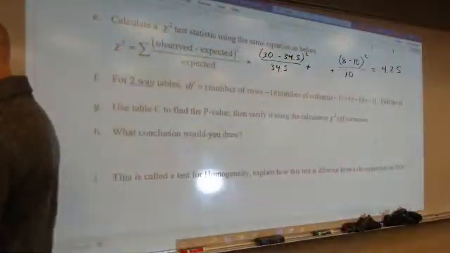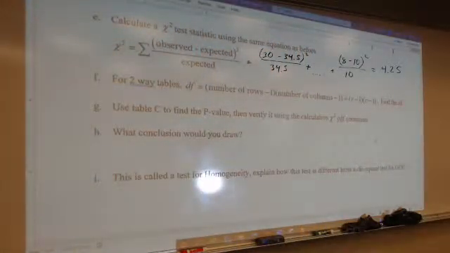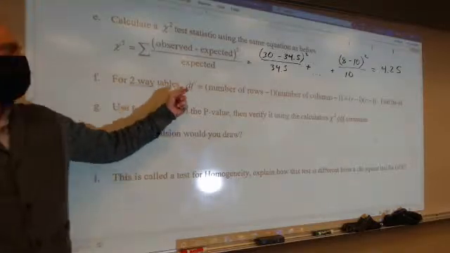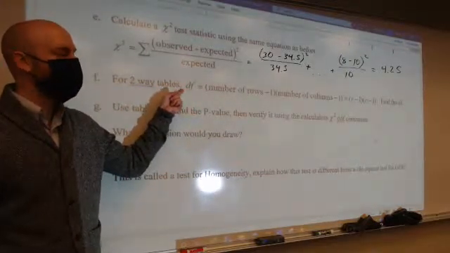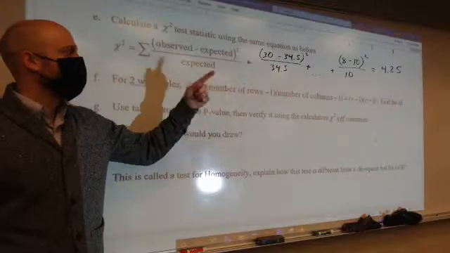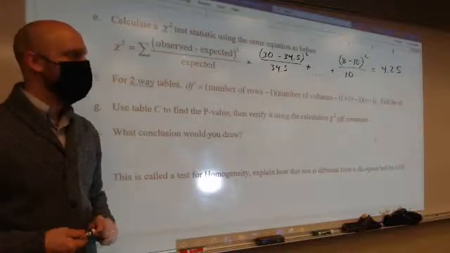4.25. I'll explain how to do this in your calculator in a little bit. But if you do calculate that out by hand, you get about 4.25. You do that for all 6 cells. All right, now, for two-way tables, degrees of freedom is a little different. You have to know how to calculate this. This is not in your formula packet. Number of rows minus 1 times number of columns minus 1.